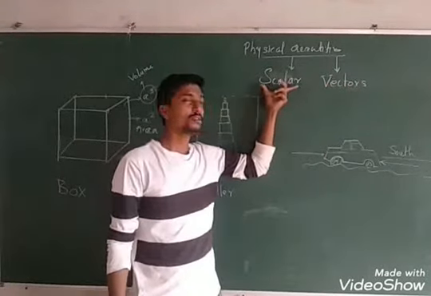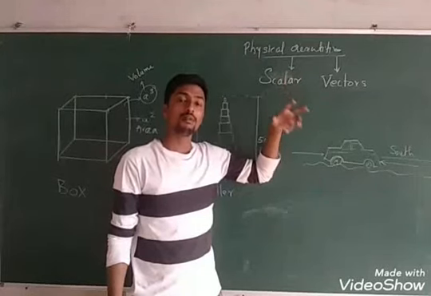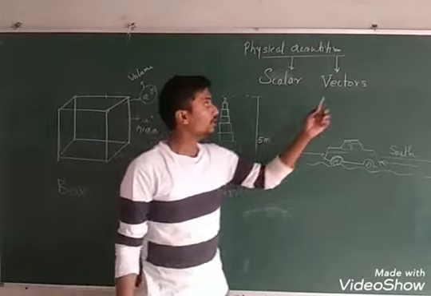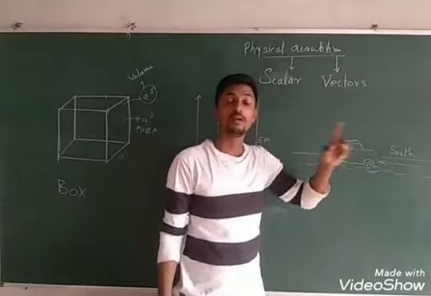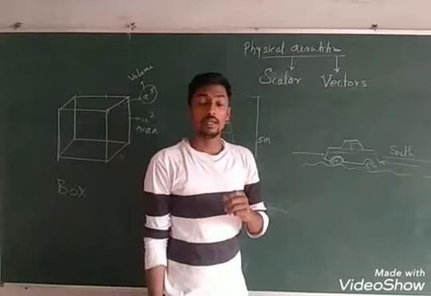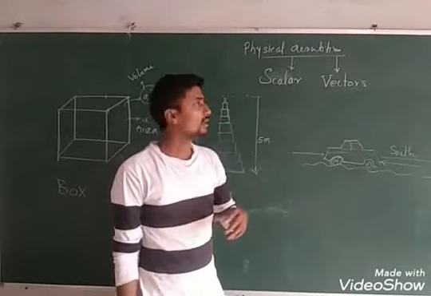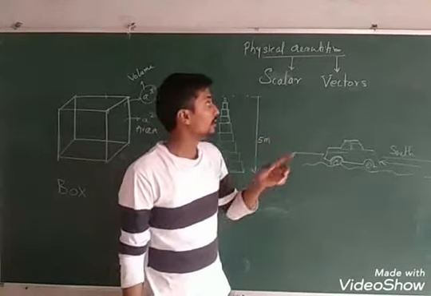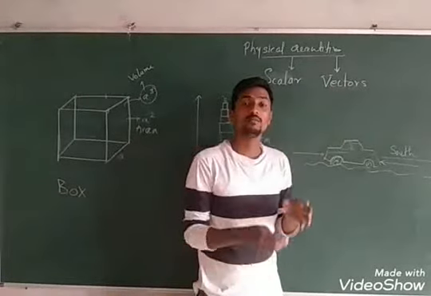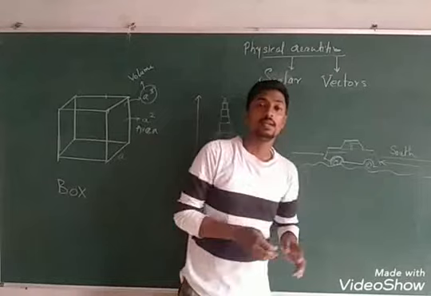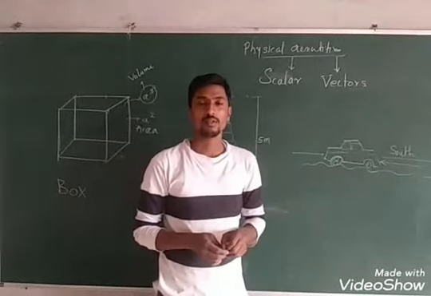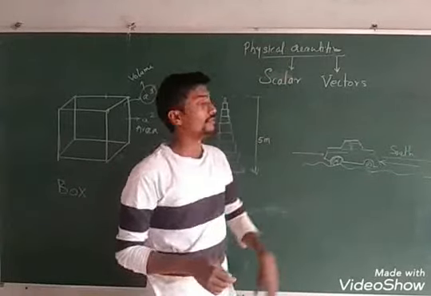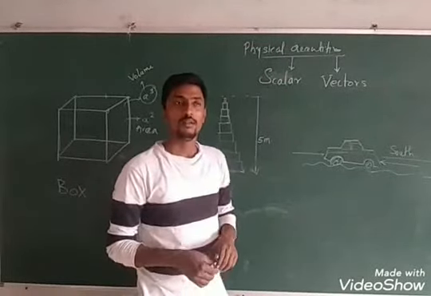A scalar is a quantity measured independent of direction, and a vector is a quantity measured along with its direction. In other words, a scalar quantity has only magnitude, and a vector quantity has both magnitude as well as direction. So you can understand what is meant by scalar, vector and physical quantity.